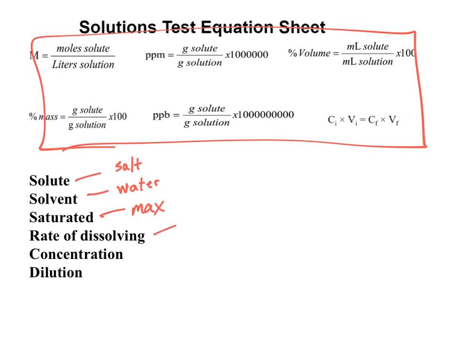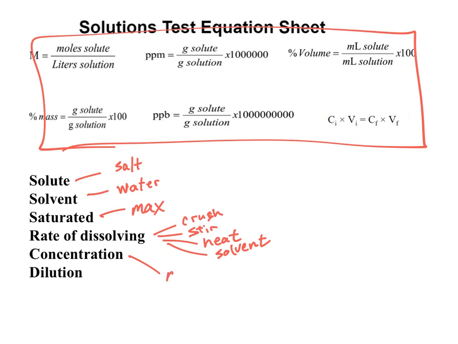Rate of dissolving, how can you increase the rate of dissolving? You could crush up or powderize your solute. You could stir it, that helps to dissolve stuff faster. You could heat it, in most cases that makes it dissolve faster. Let's see, what else? You could add solvent, add more water, and it will make stuff dissolve faster.